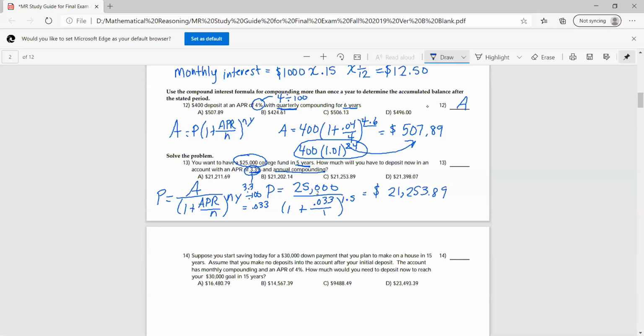$21,253.89. So that's going to give us what we would have to get that $25,000. Okay, if we only did it one time a year for 5 years.